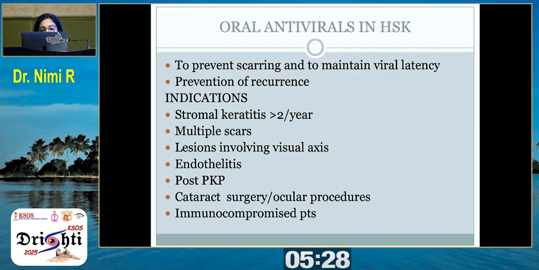So there are a few indications of oral antivirals in herpes simplex keratitis. It is given to prevent scarring, to maintain viral latency, and also to prevent recurrence. The specific indications are more than 2 episodes of stromal keratitis a year, multiple scars on the cornea, lesions involving the visual axis, endothelitis, patients undergoing ocular procedures like keratoplasty, cataract surgery, other laser procedures, and immunocompromised patients.